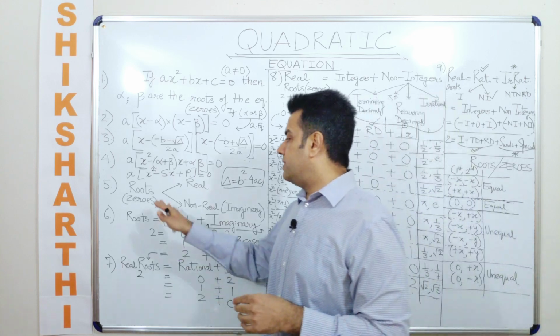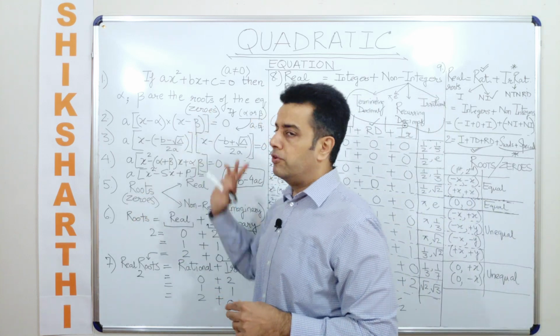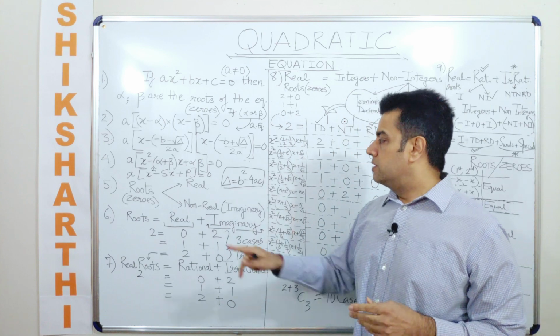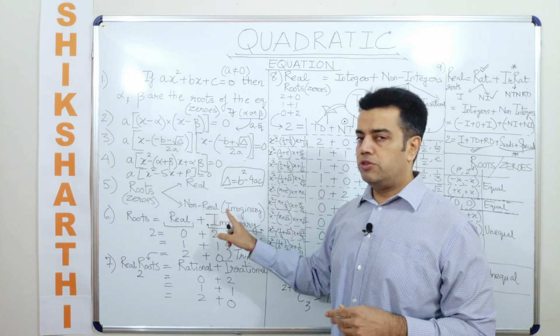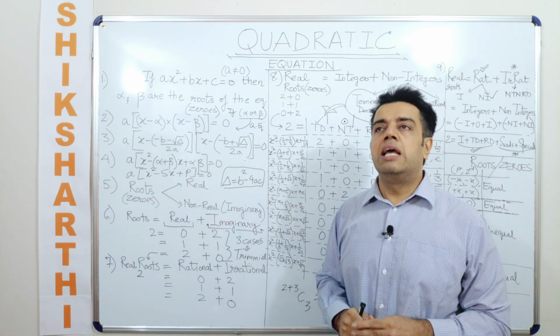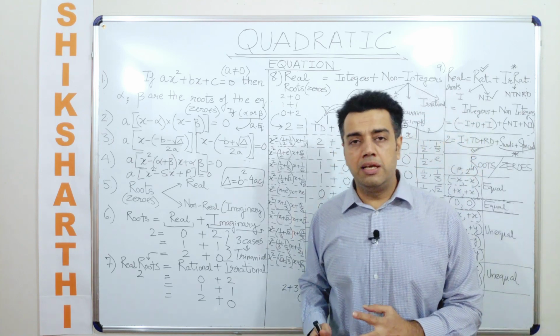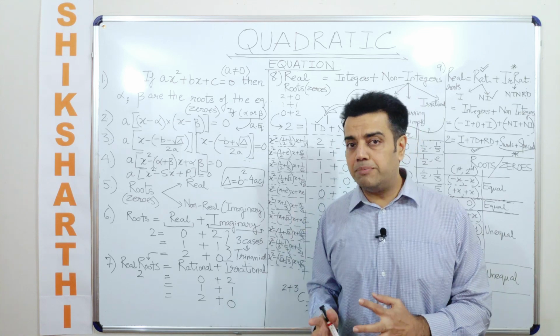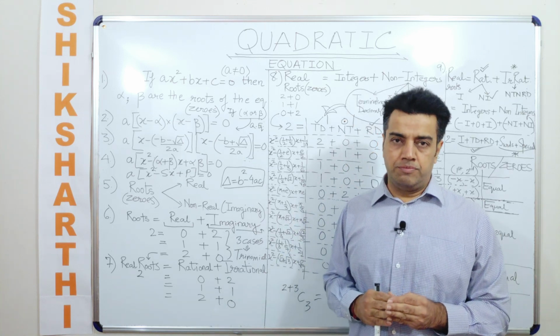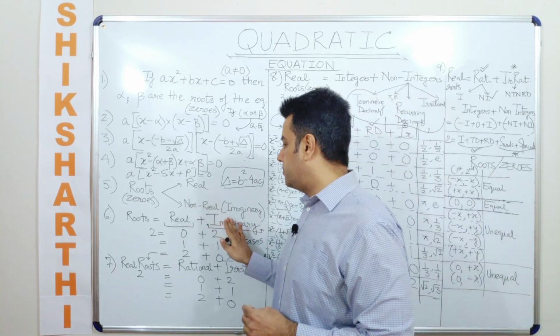Now when I'm talking about roots of a quadratic equation, the roots will be either real or non-real. When I use a word like non-real, the numbers are either real or non-real. Now the word non-real here becomes imaginary. So the roots will be either real or imaginary.